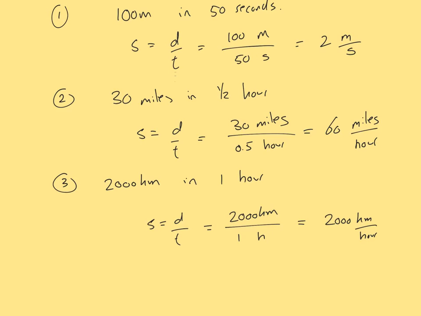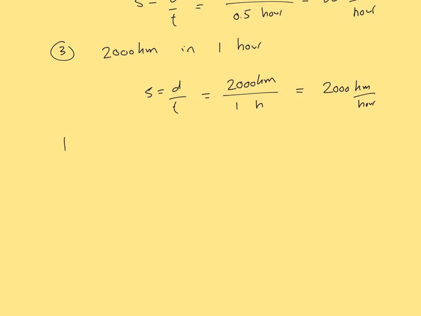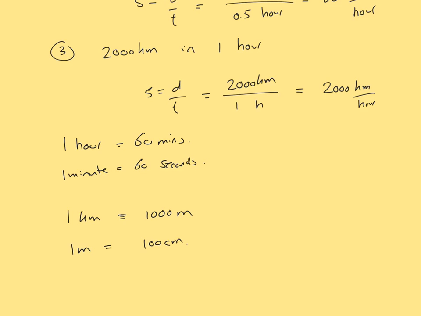Just a couple of quick things to remind you in terms of time. 1 hour is 60 minutes and 1 minute is 60 seconds. If you need to convert between them, you can multiply by 60 and then multiply by 60 again, or divide by 60 and divide by 60 again. Remember that 1 kilometre is the same as 1,000 metres. 1 metre is the same as 100 centimetres. You don't need to convert from miles to kilometres or vice versa. Okay, hopefully that all makes sense.